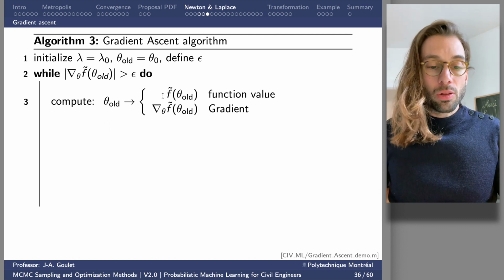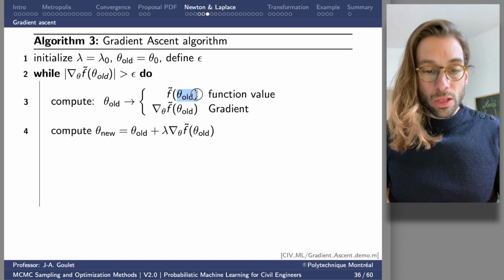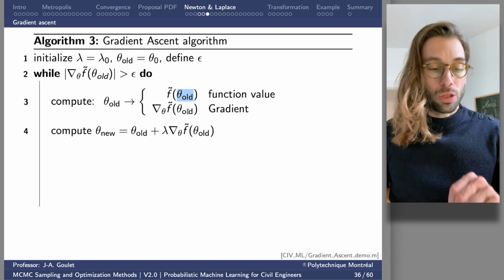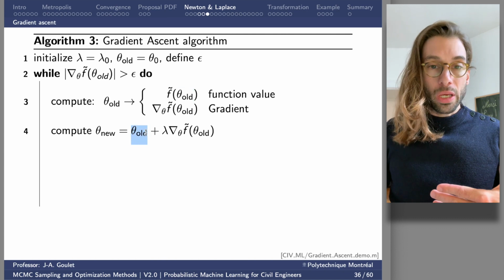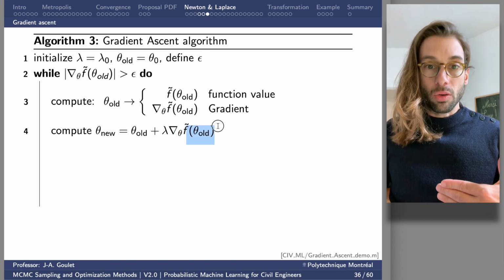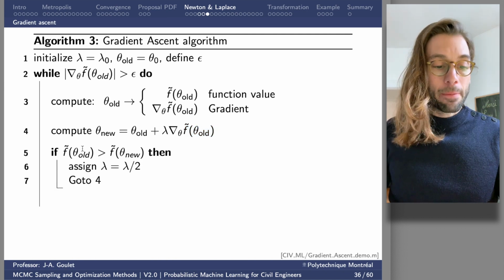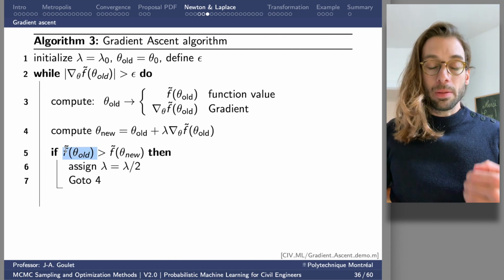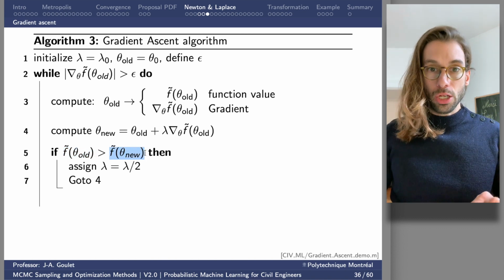So the first step is going to be to calculate my current function value and its gradient, okay? To do this, we're going to do those calculations with my value theta old, my current position. Then I'm going to compute where I propose to move next as my current location plus lambda, a scaling factor, times the gradient with respect to my parameter theta, times my function evaluation at the current value, okay? And then I'm going to look at whether my target value at my new proposed location is greater than at my current location, okay?